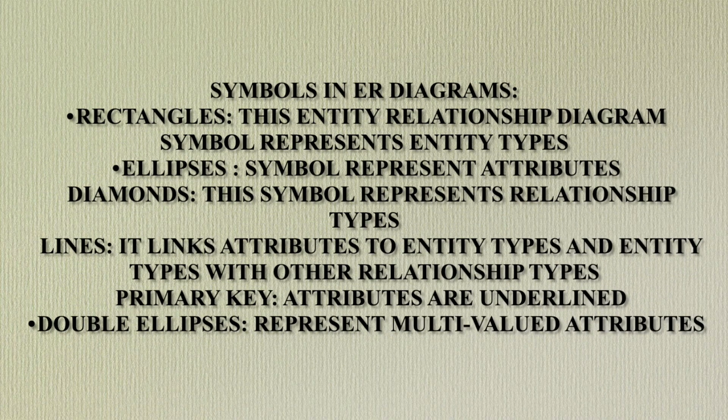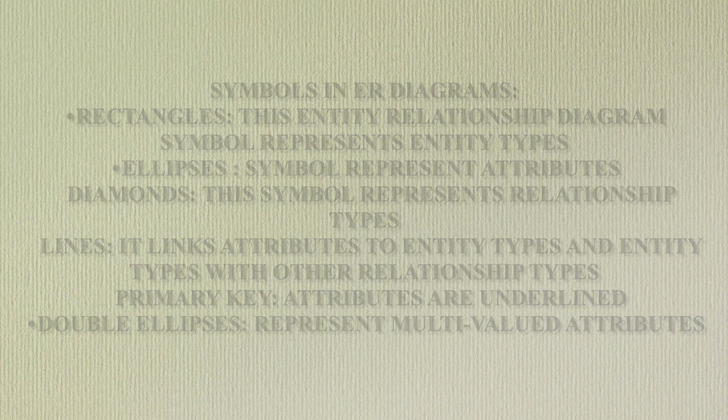Symbols in diagrams. Rectangles: this entity relationship diagram symbol represents entity types. Ellipses: symbol represents attributes. Diamonds: this symbol represents relationship types. Lines: it links attributes to entity types and entity types with other relationship types. Primary key: attributes are underlined. Double ellipses: represent multi-valued attributes.